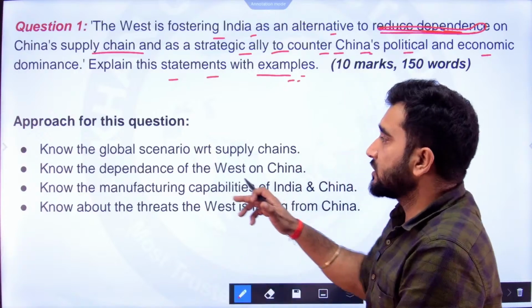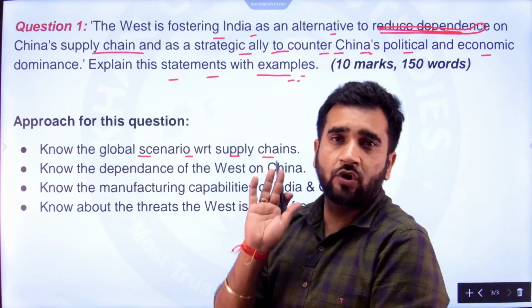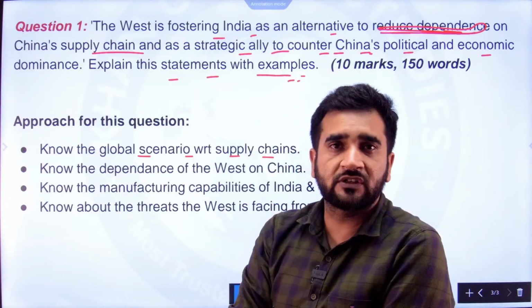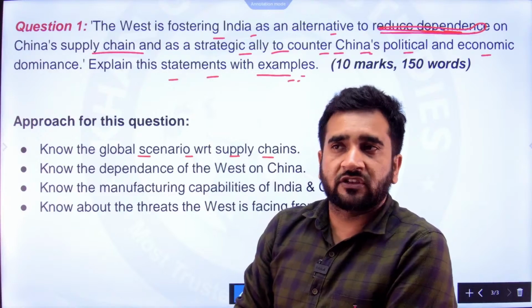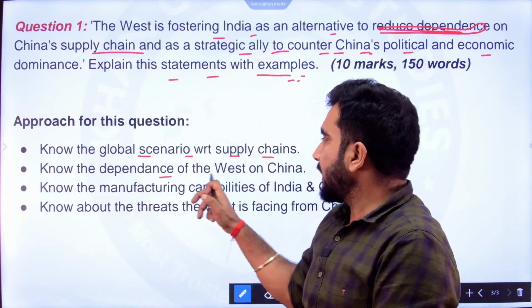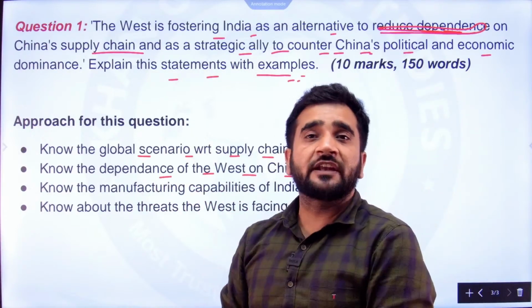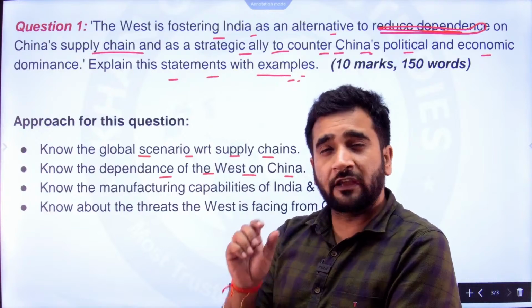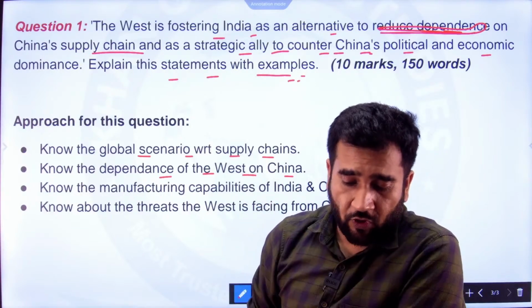So the approach for this question: know the global scenarios with respect to supply chains. China has become the world's factory. Presently, China has a monopoly in manufacturing certain components like semiconductor chips. Know the dependence of the West on China. There is a lot of trade between China and the West. For example, if I give you some numbers, you can imagine from those numbers what it is.